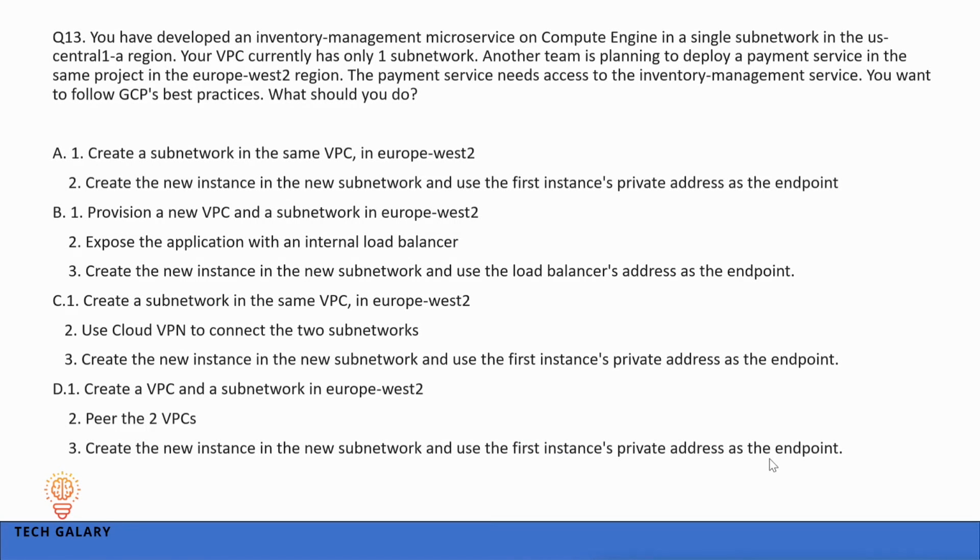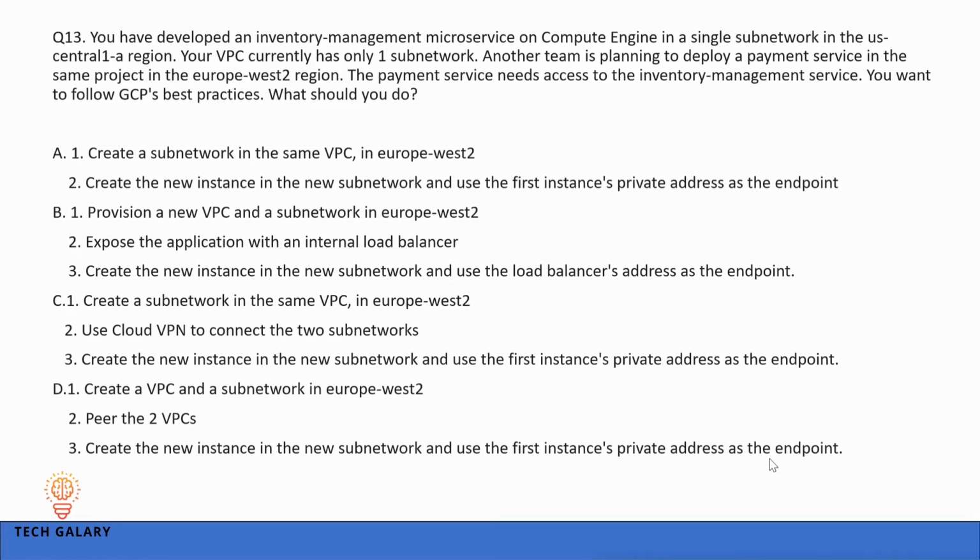US Central 1A region. Your VPC currently has only one subnetwork. Another team is planning to deploy a payment service in the same project in the Europe West 2 region. The payment service needs access to the inventory management service. You want to follow GCP's best practices. What should you do? Option A.